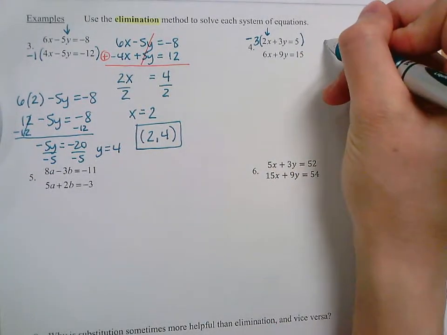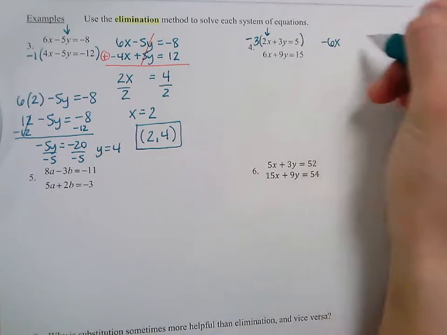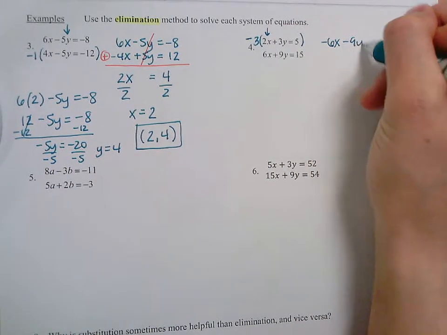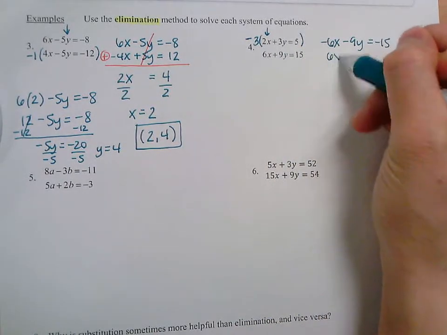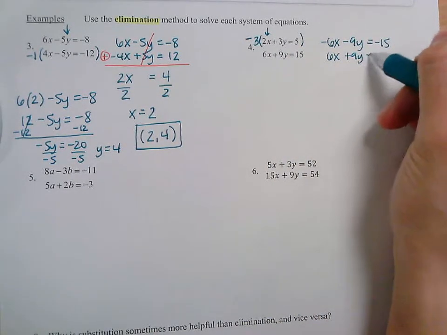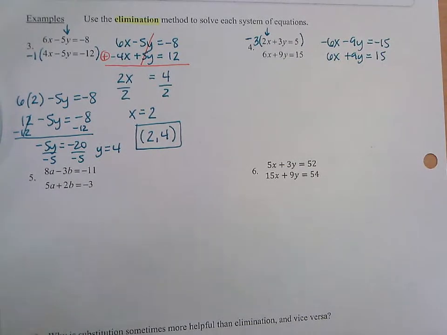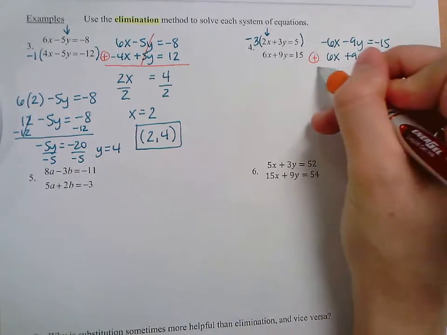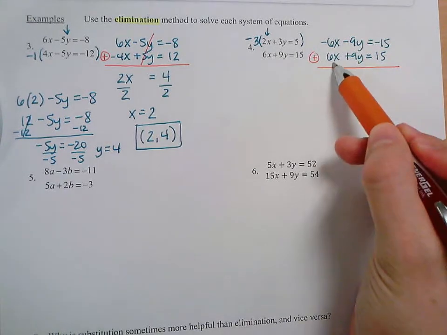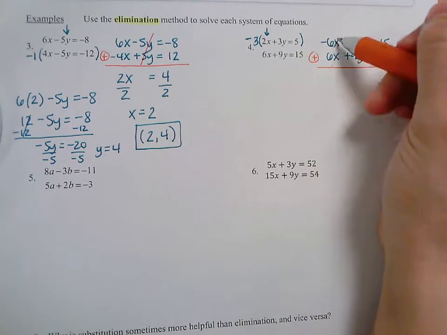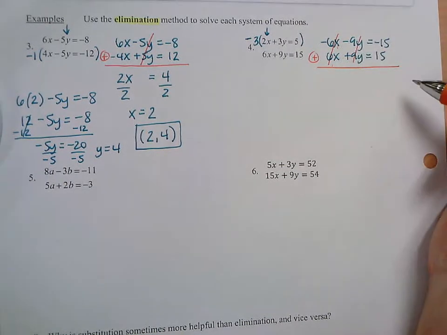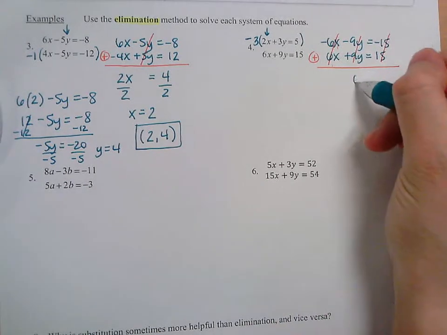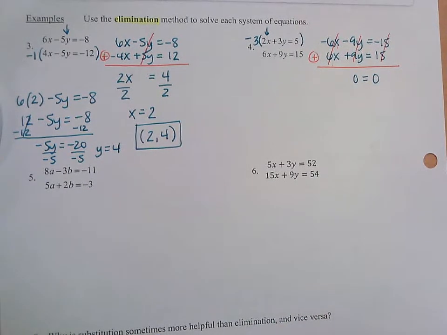So if I multiply everything by negative 3, negative 6x minus 9y equals negative 15. My bottom equation stays the same, 6x plus 9y equals positive 15. And now my goal was to eliminate the x's, which negative 6x and 6x do eliminate, but negative 9y and 9y also eliminate, and negative 15 and 15 also eliminate. So I end up with 0 equals 0.